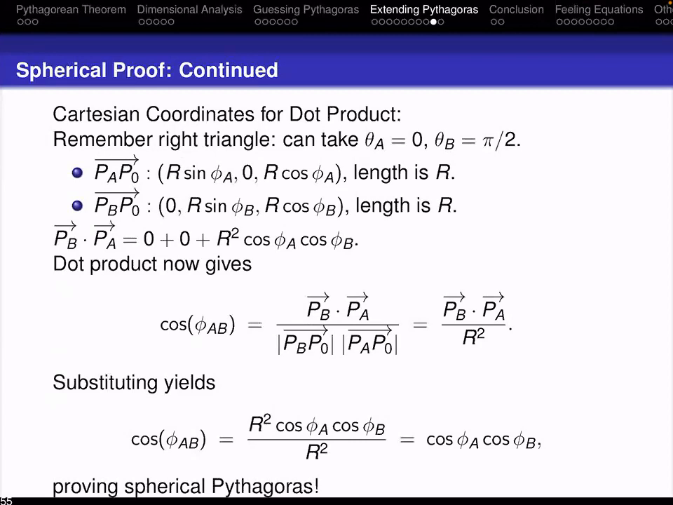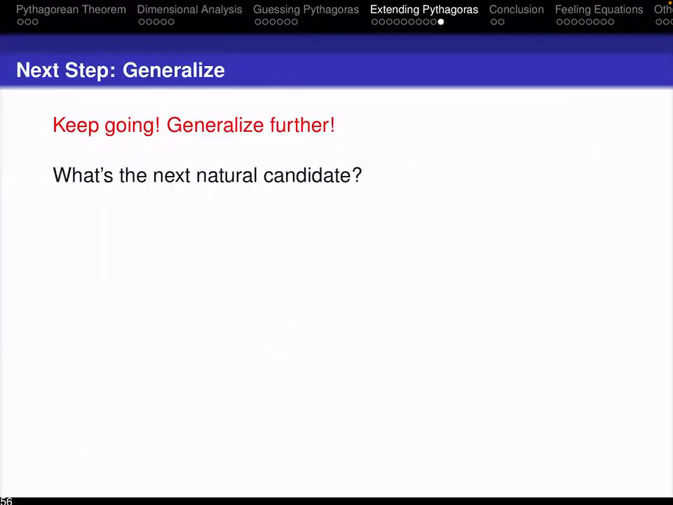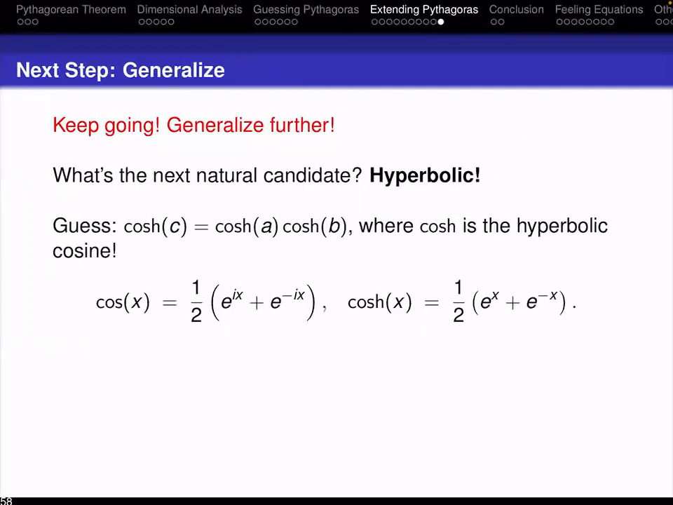And when you go through and do all the calculations and calculate what the angles are and the dust settles, it proves spherical Pythagoras. And once you have that, you could go further. What's the next natural candidate? If you've seen hyperbolic functions, you could guess maybe hyperbolic cosine of c is hyperbolic cosine of a plus hyperbolic cosine of b. And the hyperbolic cosines are related to the standard cosines in a very nice way.